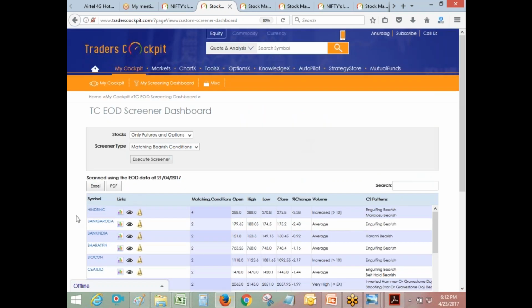See, Hindustan Zinc, 4 matching conditions. If you are getting 4 matching conditions, what it means is 4 technical conditions, strong bearish conditions, are matching. Obviously that means the trend would have already started. It is not the first part of the trend, it will be the early part of the trend. How will you know that?